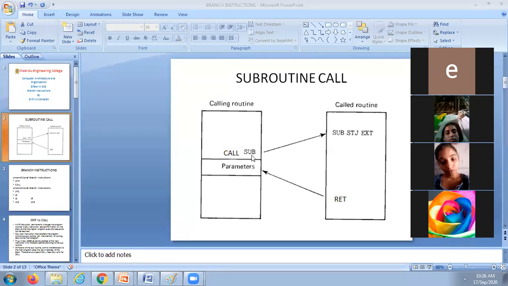Whenever you call a particular subroutine in the main function, what will happen? The control is transferred to that subroutine. How is this control transferred? Does it go directly to that place?